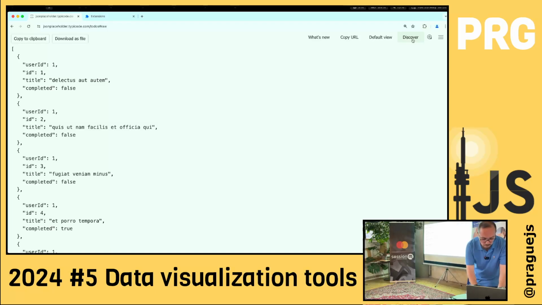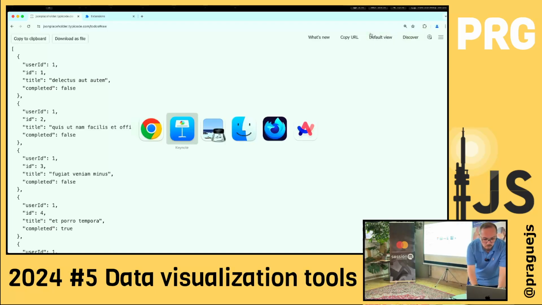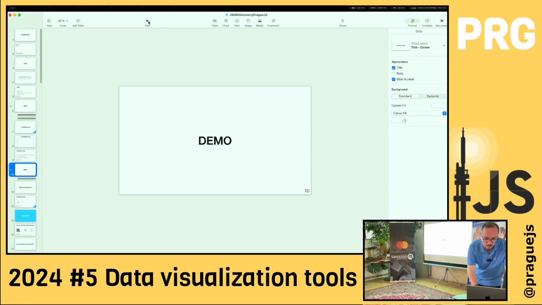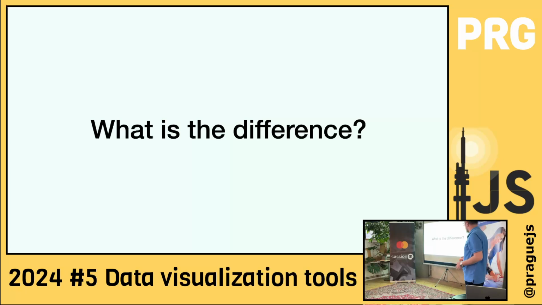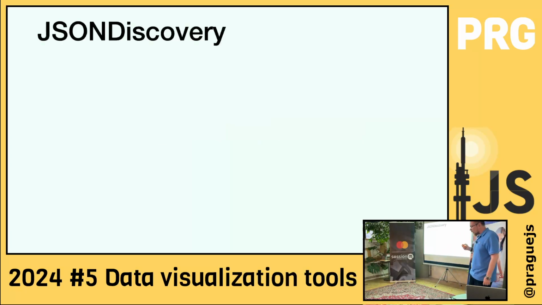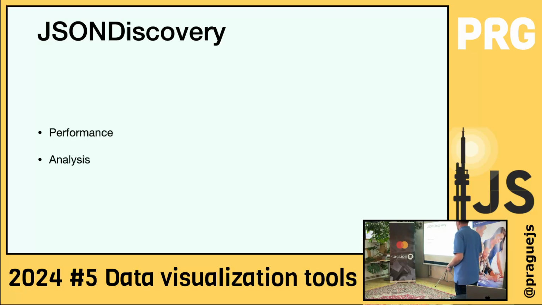It's looking similar. Cool. But you might ask me, what's the difference? There is already a JSON viewer. Why the heck do you need this? Okay, there are two aspects actually why we need JsonDiscovery and why it's better. First is performance, and second is analysis.